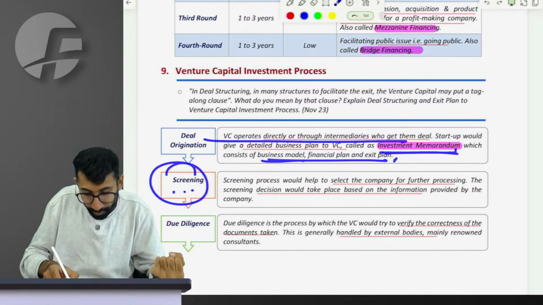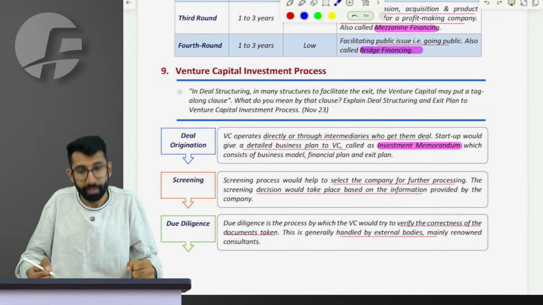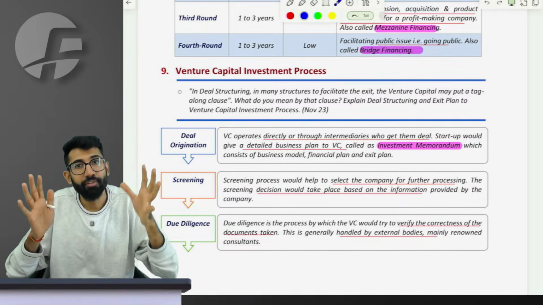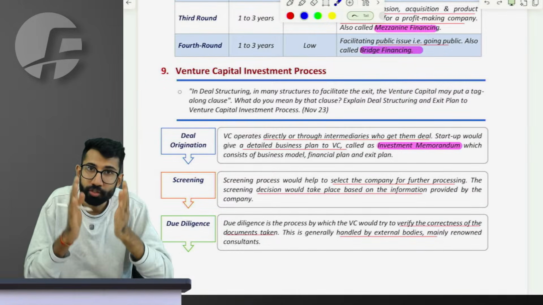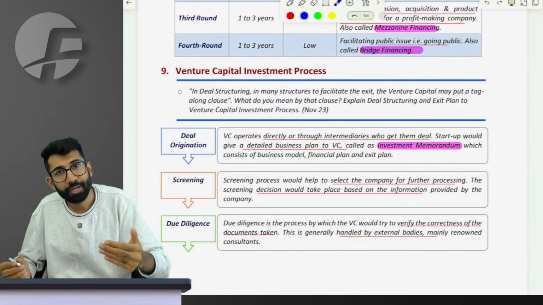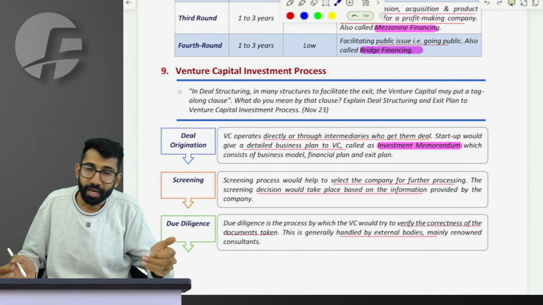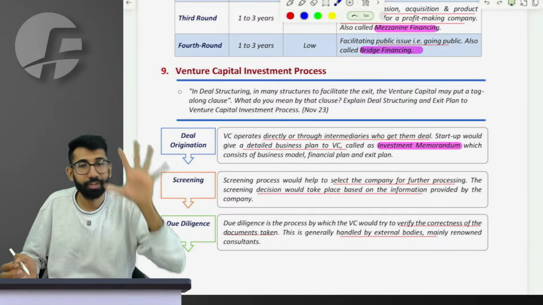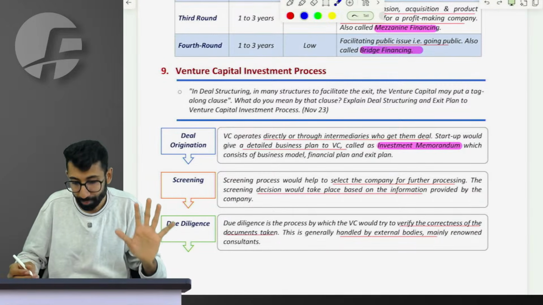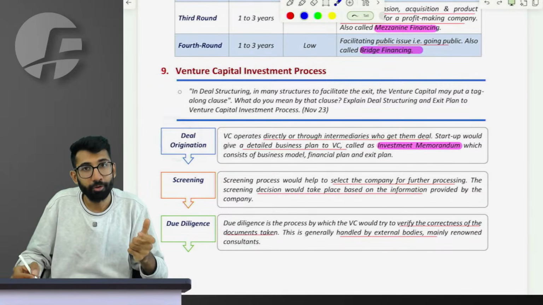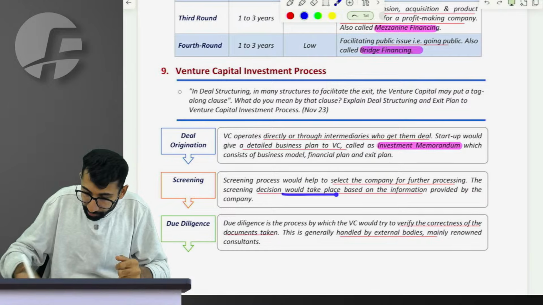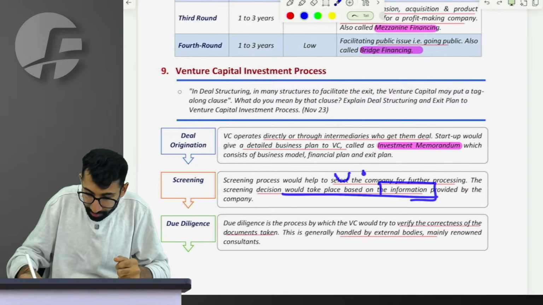Next, what they do is screening, right? Screening means the VC will try to shortlist or select certain companies on various parameters on the basis of the data given. The data that you give me, on that basis I shortlist, for example, 5 companies out of 100 companies that have been received in the form of deals. So based on the information, I will select the companies and screening will be done.